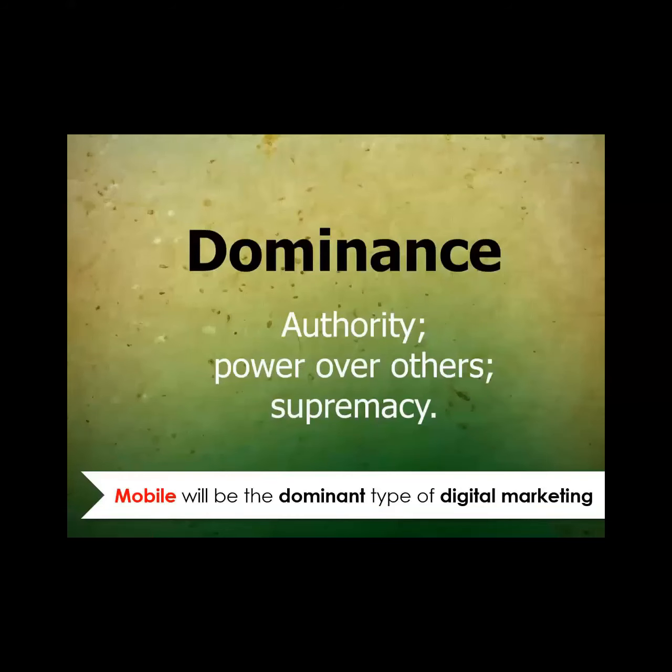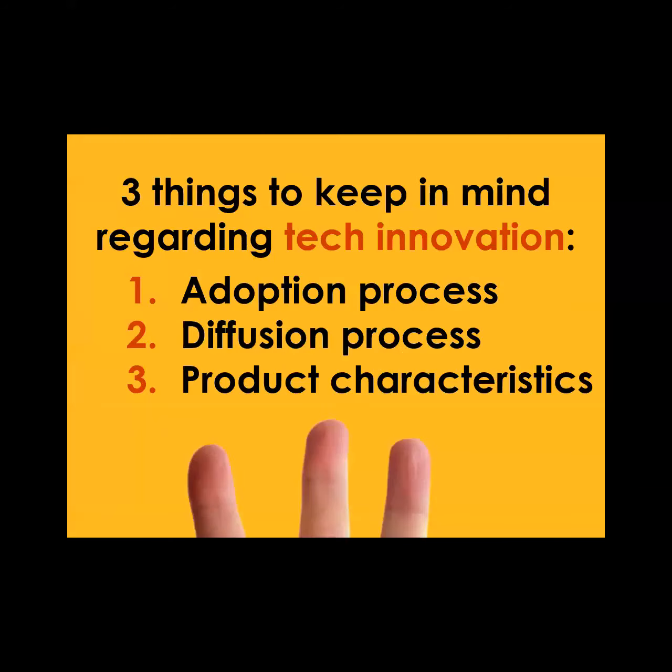Another thing to consider is dominance, whether it's mobile, app-based, or a hybrid model. Mobile, of course, will be the dominant type of digital marketing. There are three important things to keep in mind, especially when it considers tech innovation. The first is the adoption process. When you have new technology, that new technology is not adopted equally by all users. There's also the diffusion process, meaning tech innovation rates vary. And third, there are product characteristics to consider.